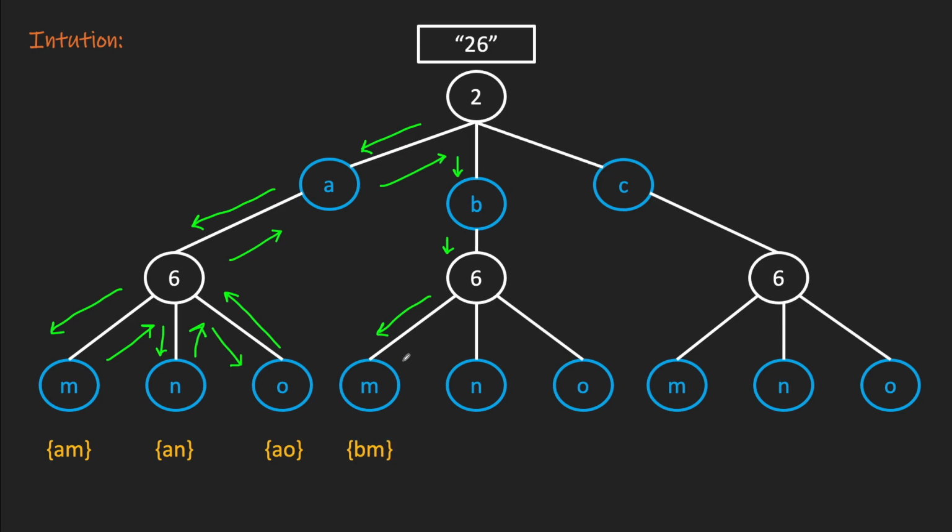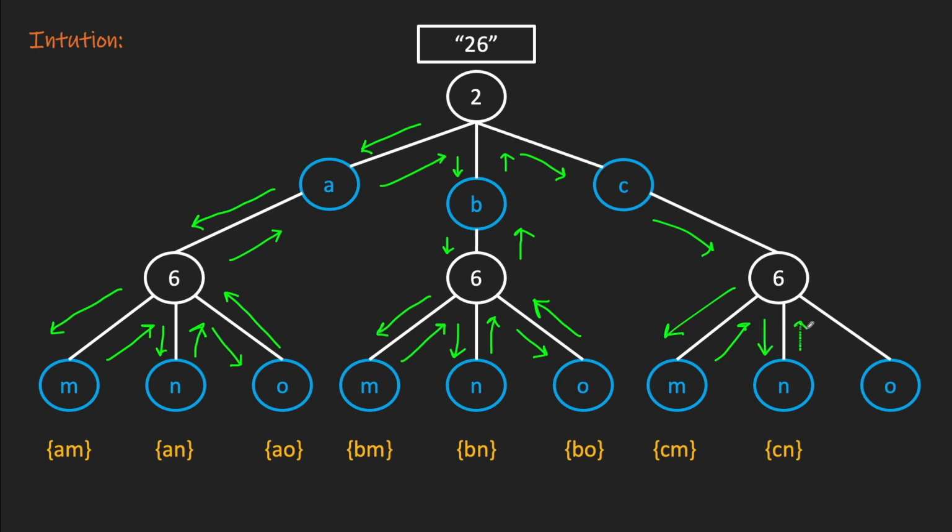Then we go back to 6. Then we go to other letters of 6. That will be N and O. And from here we will get BN. And then we go back and then we get BO. Then we again go back to 6, to B and then 2. And we look for any other letters mapped to 2. We find C. Then we repeat the process for C in the same way. And we get CM, CN and CO. Now we have found all possible letter combinations for the digits 2, 6. And this will be our output.